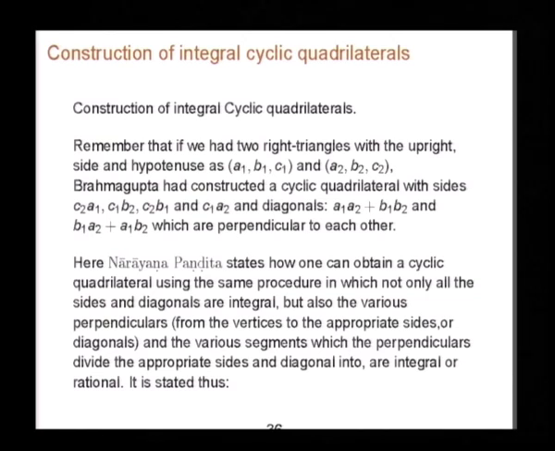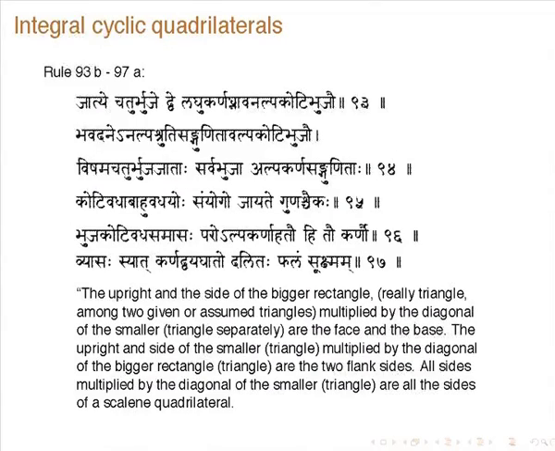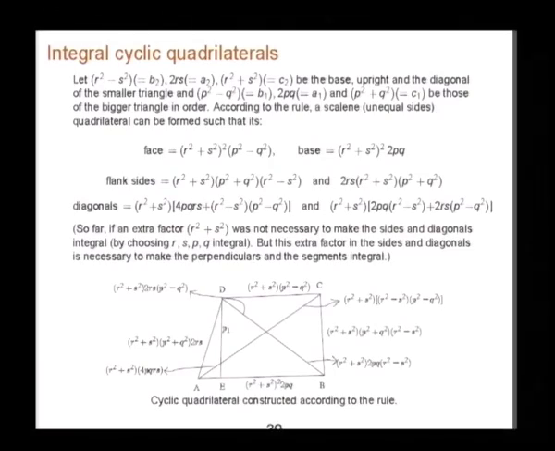Then construction of integral cyclic quadrilaterals, I will not have too much time, I will not go into that in detail. See, for instance, he will start from two right triangles like this: r squared minus s squared, 2rs, r squared plus s squared; p squared minus q squared, 2pq, p squared plus q squared. See, if r, s, p, q, etc. are rational numbers, these also will be rational. Okay. So then actually, if you start with integers, there will be integers.